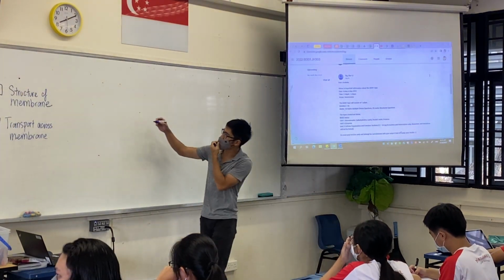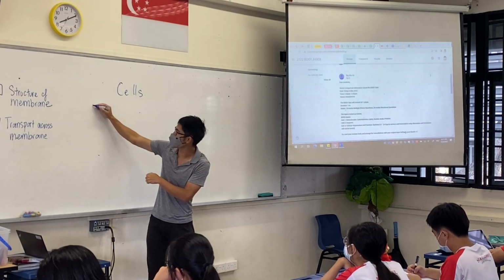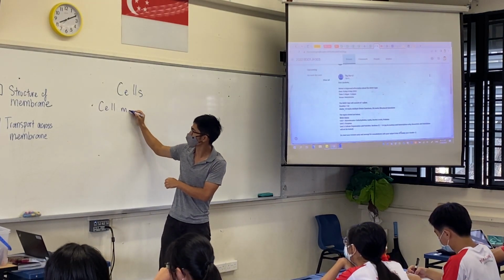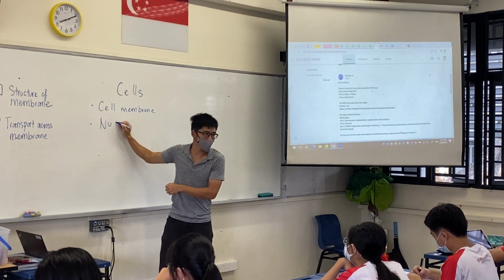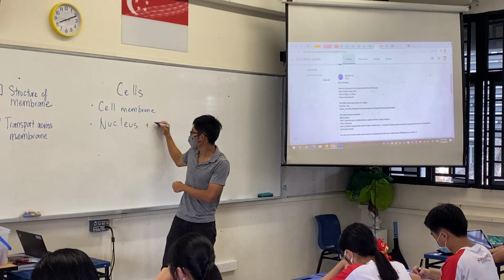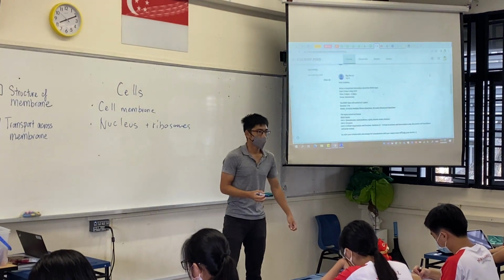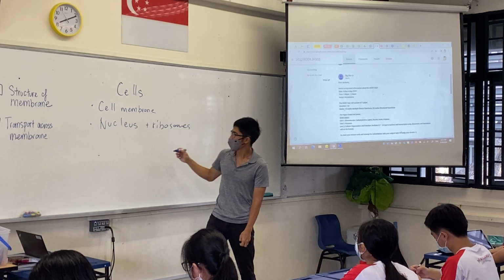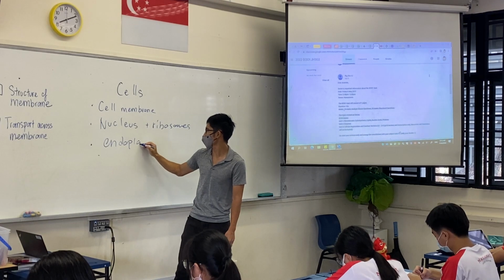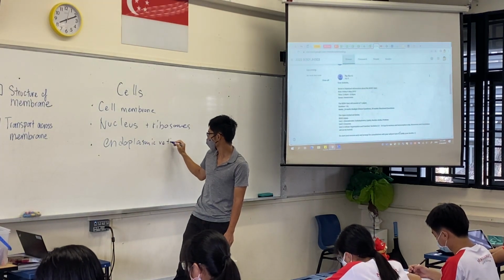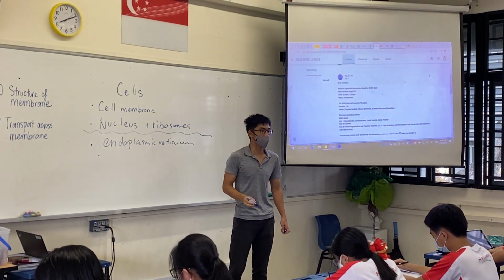Under the topic of cells, you encounter a few things. We'll start off first with the cell membrane. After that, we'll go to the nucleus, and something called ribosomes. Then I'll just give you a broad overview. After that, we'll go into an organelle called the endoplasmic reticulum. We will stop here. This is where your quiz goes up to.